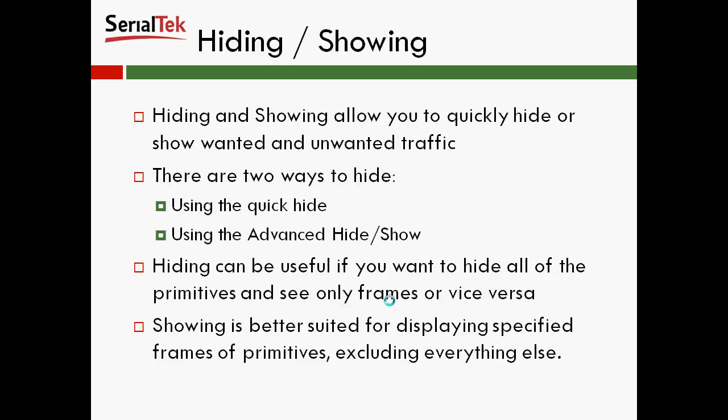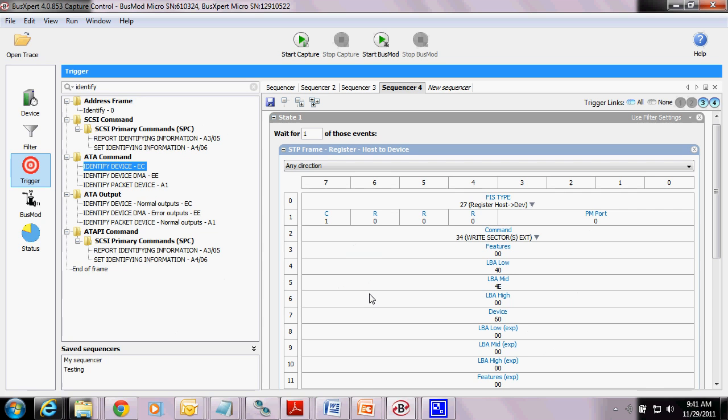And the next section is hiding, showing. Hiding and showing allow you to quickly hide or show wanted and unwanted traffic. There are two ways to hide. Using the quick hide bar, which is just below the quick search, and using the advanced hide show. Hiding can be useful if you want to hide all of the primitives and see only frames or vice versa. Showing is better suited for displaying specified frames or primitives, excluding everything else. So let's take a look at that.